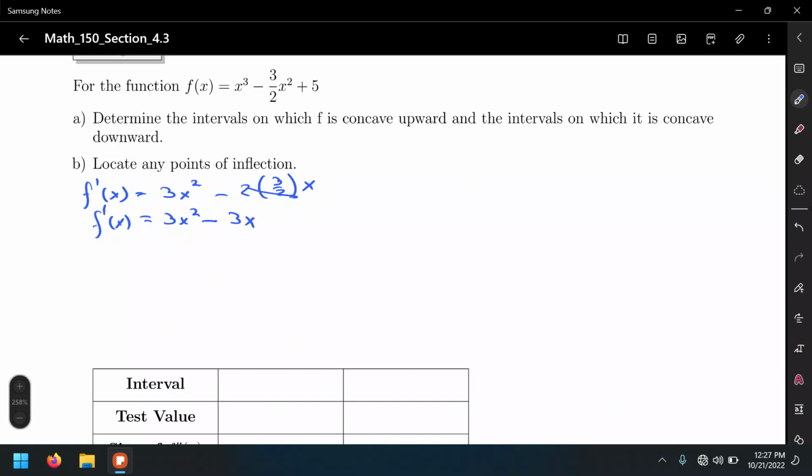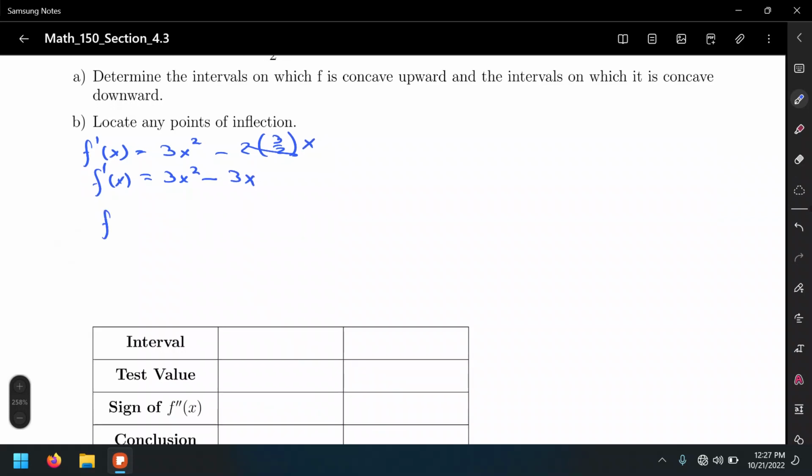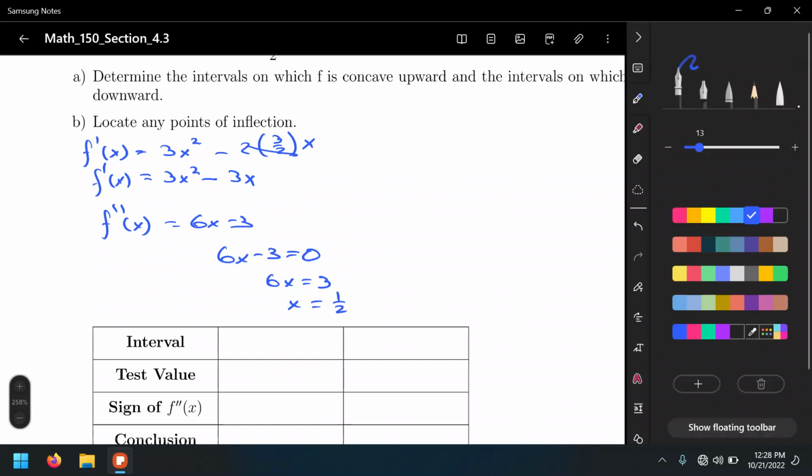The second derivative, however, f double prime, that's going to be 6x minus 3. And this second derivative, we need to set it equal to 0. 6x minus 3 equals 0. 6x equals 3. And x equals 1/2 in this case. All right? So that's our critical number. In this case, we didn't get 2 critical numbers like the previous example. We got only 1.